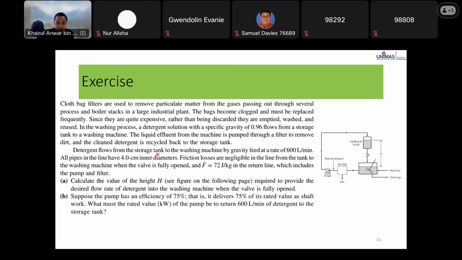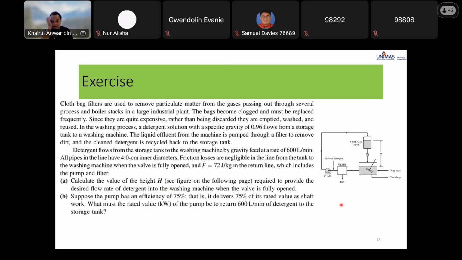The detergent flow from the storage tank to the washing machine by gravity head at the rate of 600 liters per minute. So from here, transfer to washing machine 600 liters per minute. All pipe in the line, so any pipe in the line including here is 4 cm ID. Friction losses negligible in the line from the tank to the washing machine. So from here to here, this line F equals to 0, but line return is friction 72 joule per kg. Just improve the pumping filter. Calculate the value of H.